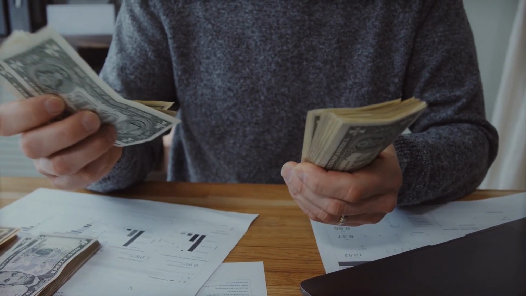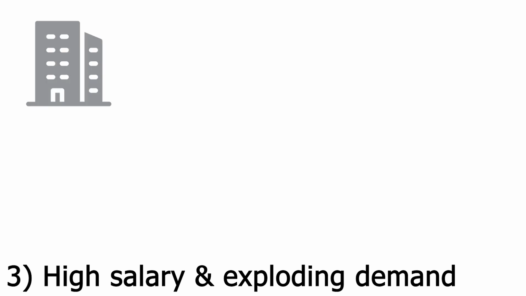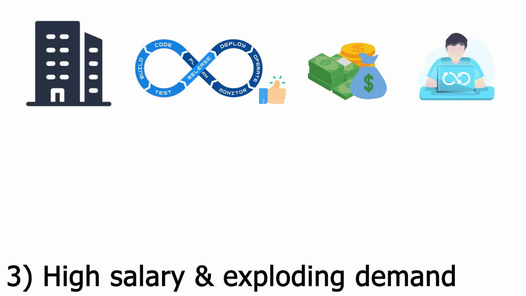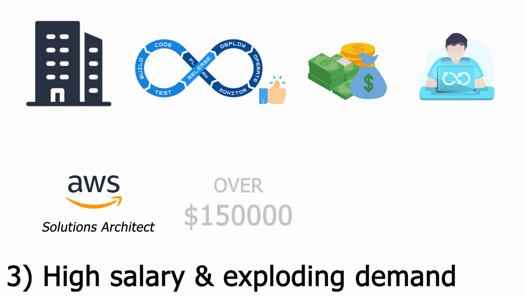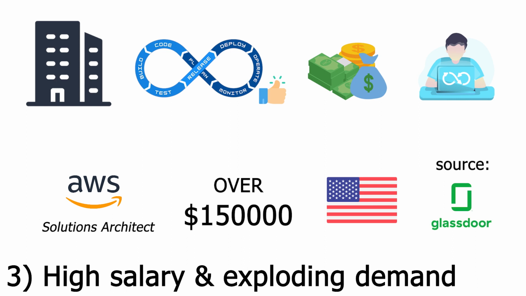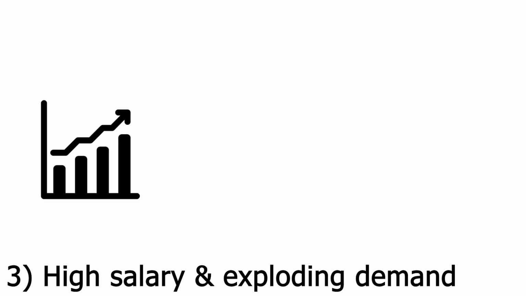And big money too. High salary and exploding demand. Companies realize the huge benefits of implementing DevOps. That is why they are willing to pay top dollars for DevOps engineers. Take, for example, an average AWS solutions architect makes over $150,000 a year in the US, according to Glassdoor. What's more, the demand is exploding.